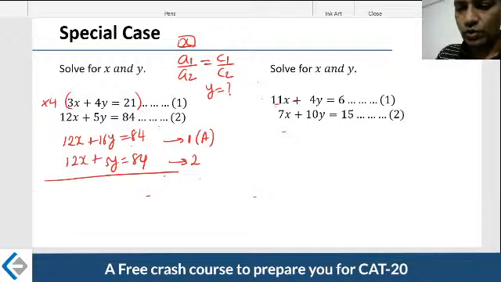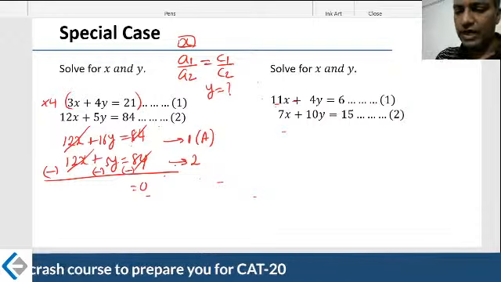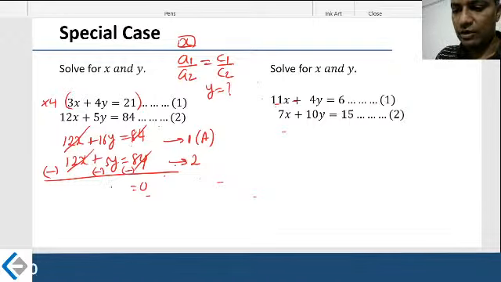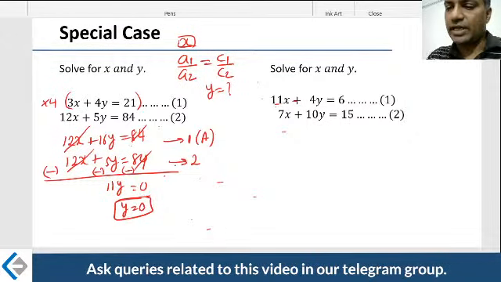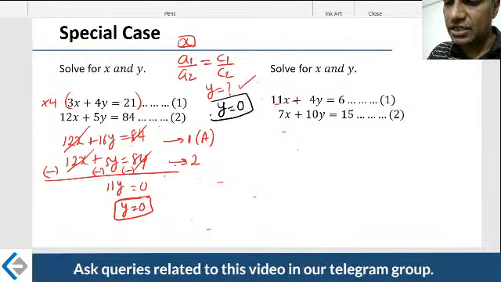Now let me solve this. 12x and 12x are cancelled, assuming I'm subtracting the second equation. 84 and 84 become 0. Therefore, 11y is equal to 0. So what is the value of y? 0. That's the point I'm trying to make: the value of y can be quickly figured out, and it is going to be 0.